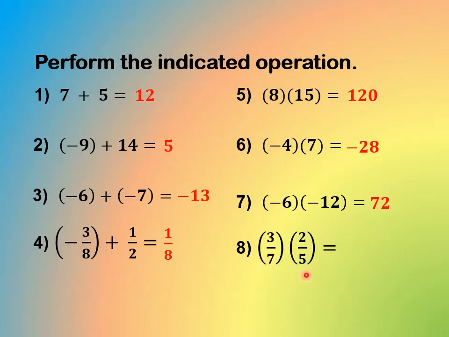So, in multiplying fractions, numerator times the numerator, denominator times the denominator. Okay? So, the product will become, okay, that is 6/35.